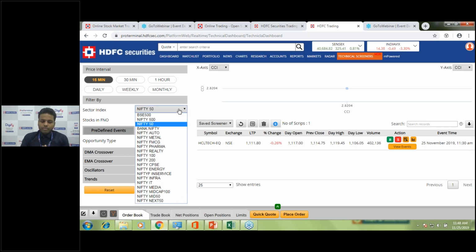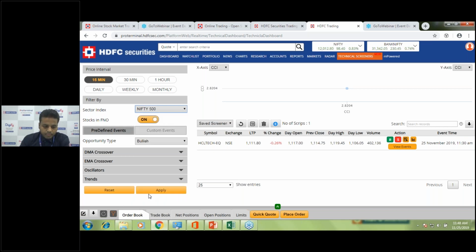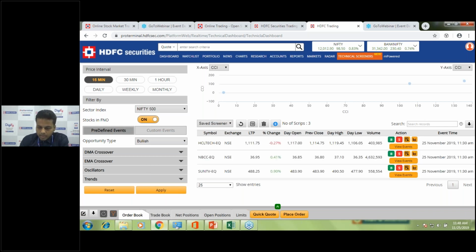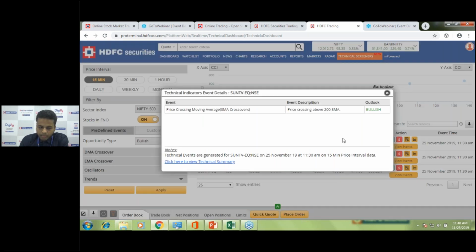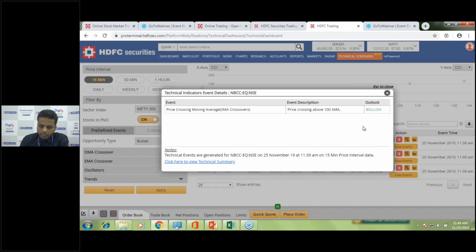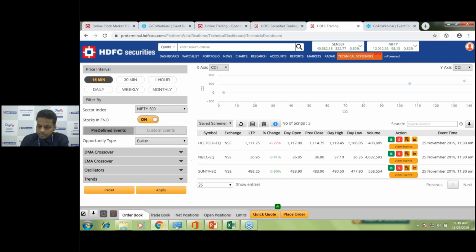So not only from Nifty 50, let us go from Nifty 500 this time, and all the rest of the conditions will remain the same. Let us see. So yeah, we have a few more stocks, NBCC and Sun TV also. Again, Sun TV has the same kind of bullish event, which is price moving above 200 SMA. NBCC, same kind of thing, price moving above 100 simple moving average.